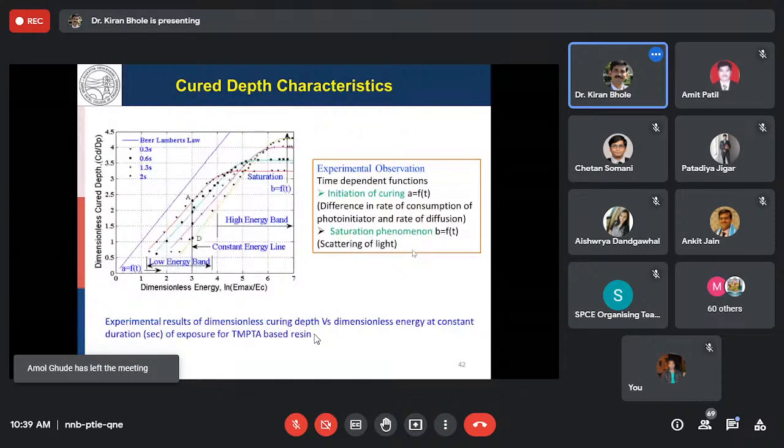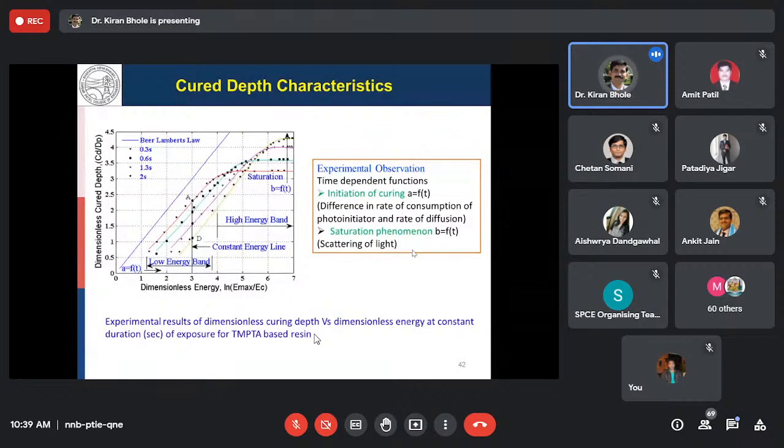Then all these results, taken for different times of exposure, are plotted against the time, as shown here in the figure: 0.3 seconds, 0.6 seconds, 1.3 seconds, and 2 seconds. The interesting result we obtain here is that even for a constant energy exposure, the cure depth is different. Point A is obtained on the 0.3 seconds energy exposure curve, and D is obtained at the 2 seconds energy exposure curve, and the cure depth obtained at 2 seconds is different than at 0.3 seconds.